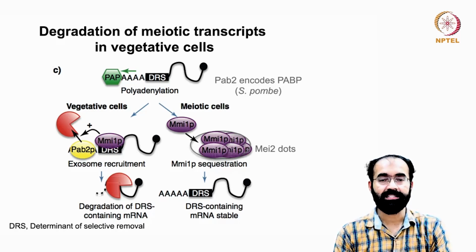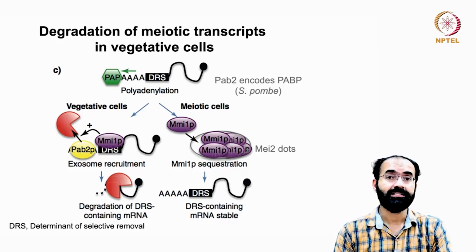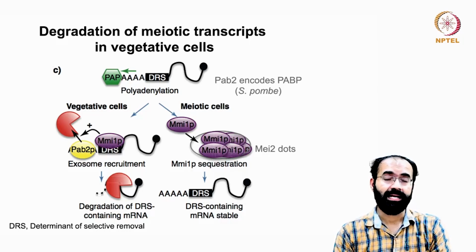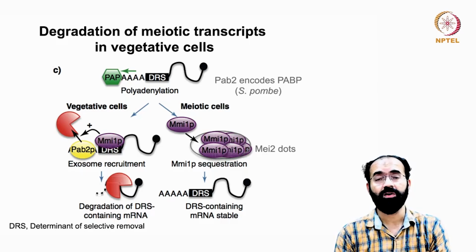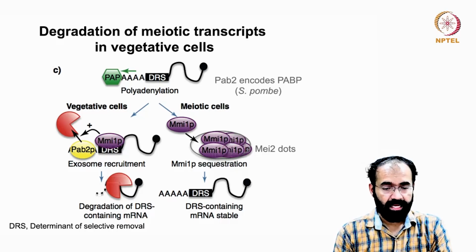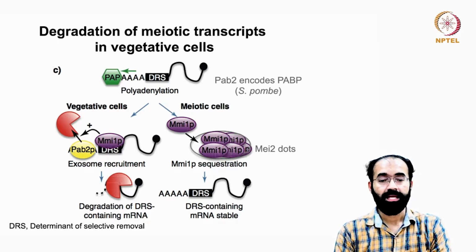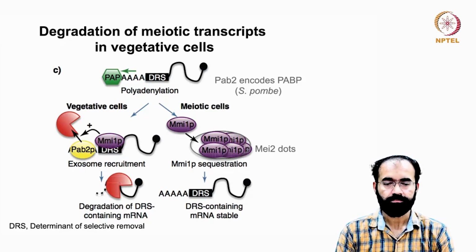So for convenience, let us go through the degradation of meiotic transcripts. That means transcripts give rise to proteins, and those proteins are helpful in maintaining the meiotic status of the cell. So a meiotic transcript in a vegetative cell, which is mitotic by the way, is unwanted. I told you that the cells switch between mitotic and meiotic phases. So a vegetative cell has to deal with the meiotic transcript. You have to get rid of them. How does yeast do that?